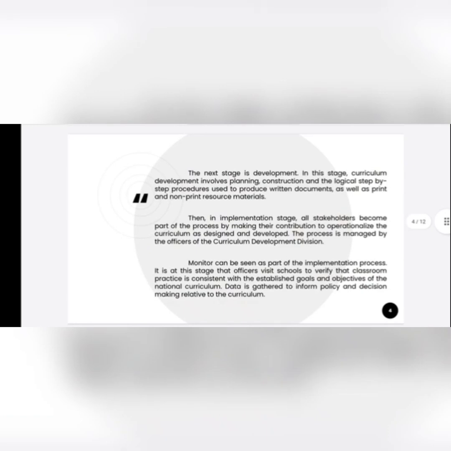4. Monitor. Monitoring can be seen as a part of the implementation process. It is at this stage that officers visit schools to ensure that classroom practice is consistent with the established goals and objectives of the national curriculum. Data is used to inform policy and decision-making relative to the curriculum. The monitoring activity also captures best practice for generalization and develops the working relationship between officers of the curriculum division and school personnel, allowing for technical support at the school level to be provided where needed.